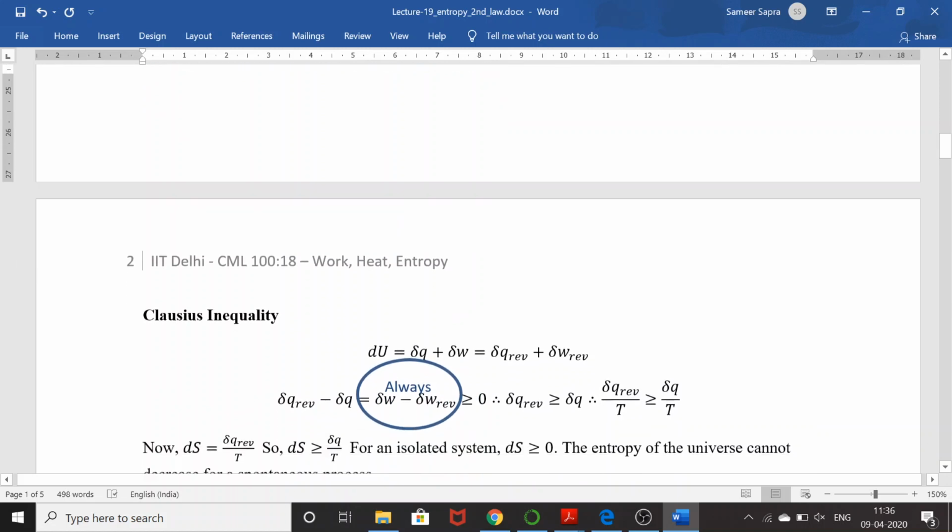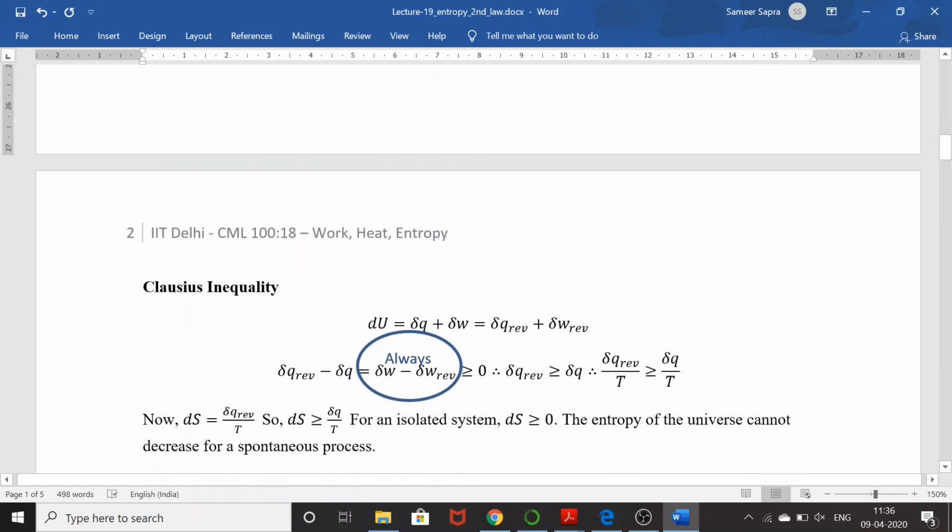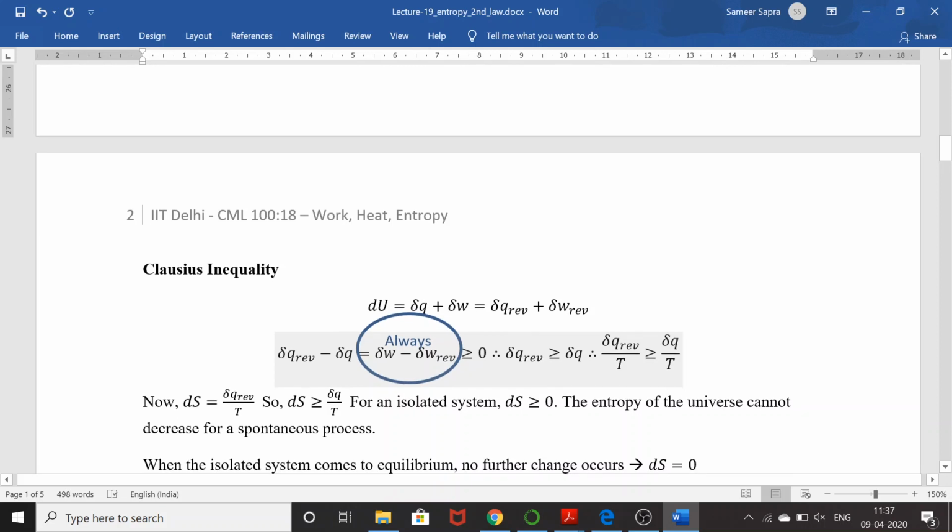Now, coming towards the second law, in the sense of the Clausius inequality, what Clausius says is something very easy to understand. The first law is given by dU equal to delta Q plus delta W. So the total internal energy change is nothing but the heat exchange plus the work done. Whether it's done irreversibly or reversibly, dU comes out to be the same. So I can rearrange this expression: delta Q reversible minus delta Q is equal to delta W minus delta W reversible. And this is always greater than 0.